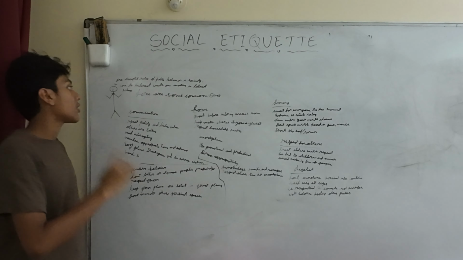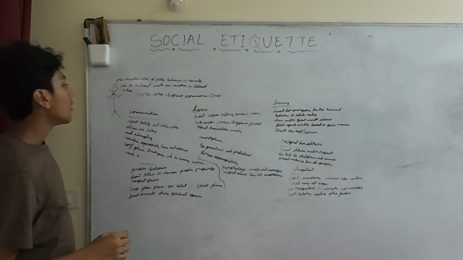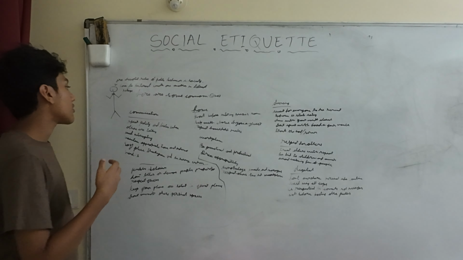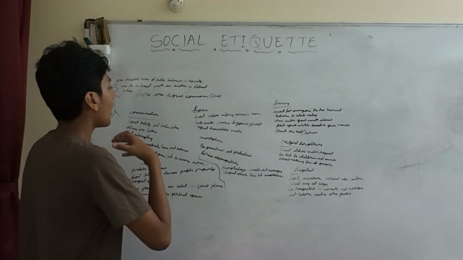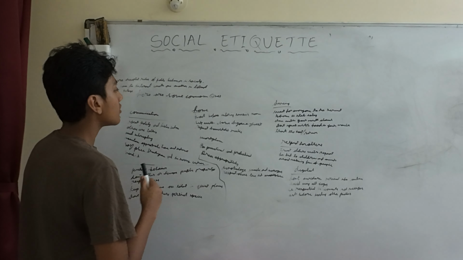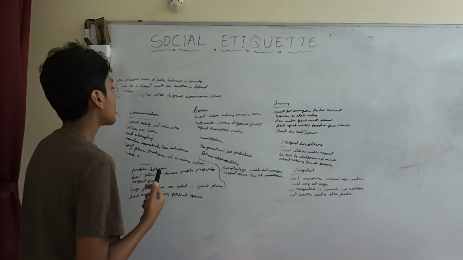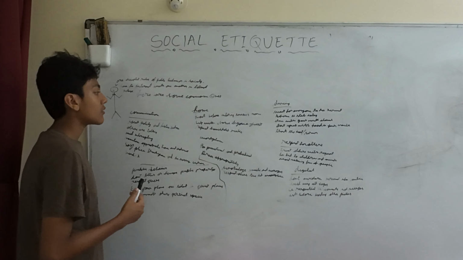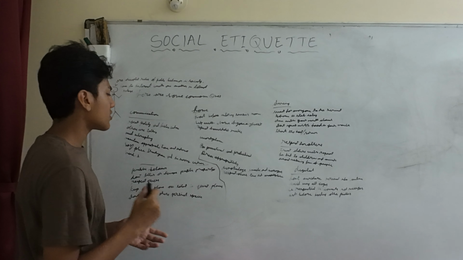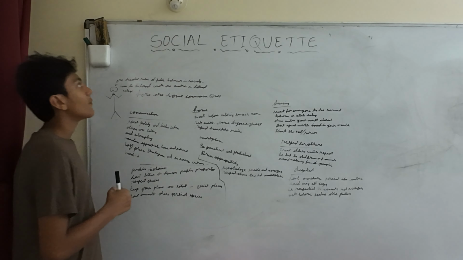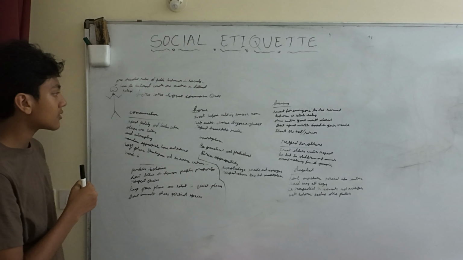Another type of social etiquette is home etiquette. Some examples of this include knocking before entering someone's room, helping with chores if you're a guest, and respecting all your household rules. Okay, respect all of that. Those are some home etiquettes.